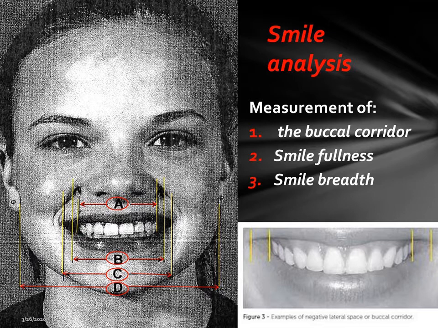To simplify the idea about the smile analysis, we'll have four dimensions: A, B, C, and D. A will represent the distance of the appearing or the shown teeth. B is the distance between both internal commissures. C is the distance between the external commissures, and D is the breadth of the face at the level of the commissures.